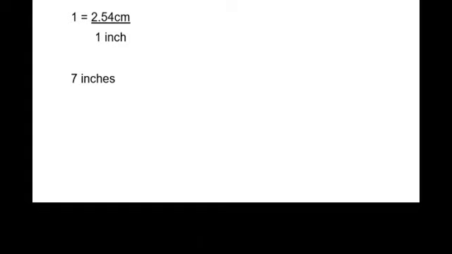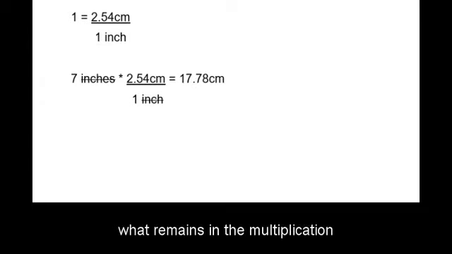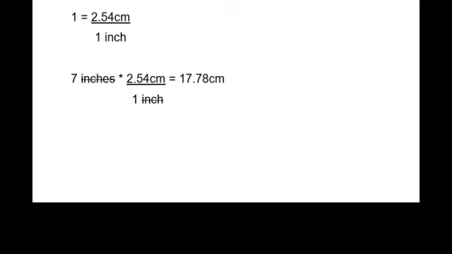To figure out how much 7 inches is in centimeters, we multiply it by 1. This 1 can now be expressed as 2.54 centimeters per 1 inch. Note that the unit of inch cancels. Hence, what remains in the multiplication are the numbers and the unit of centimeters.